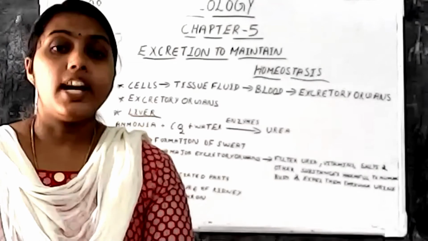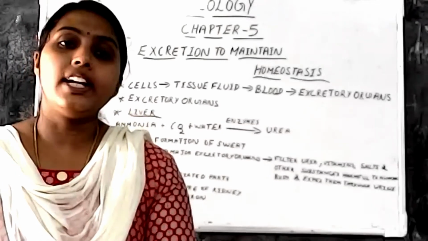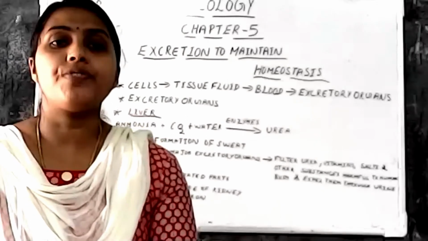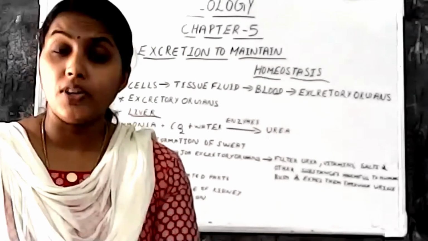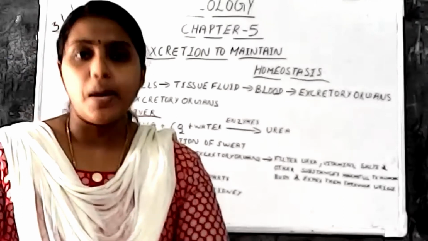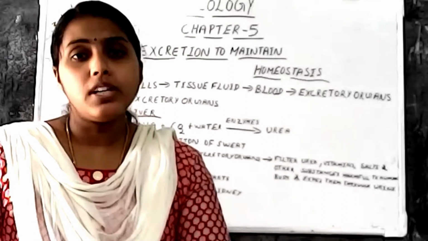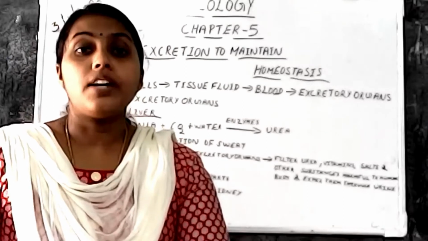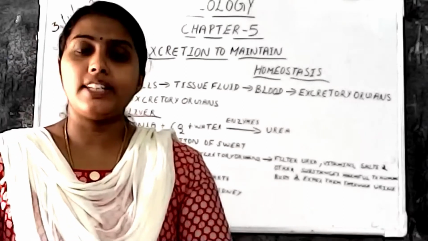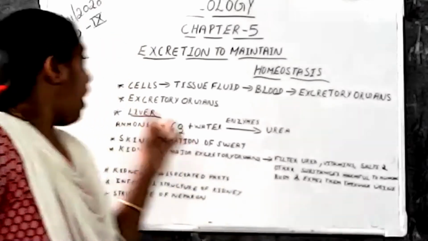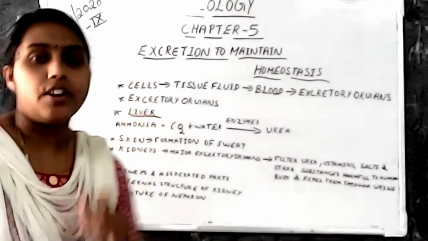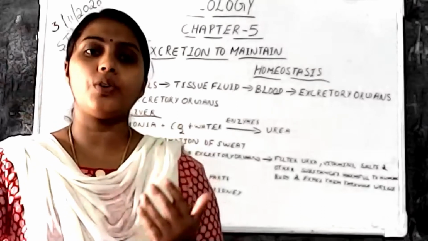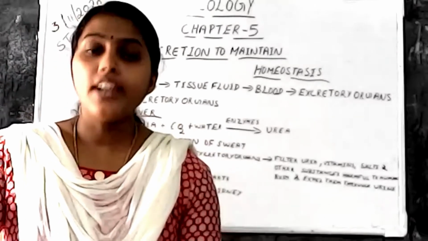This ammonia is a nitrogenous product that is formed by the metabolism of amino acids. We all know, we have studied in our second chapter, that after digestion of protein, the final product formed is amino acid, because the basic unit of protein is amino acid. So the metabolism of this amino acid produces a nitrogenous product, that is ammonia, and this ammonia is carried out from the cell to the liver, the excretory organ.